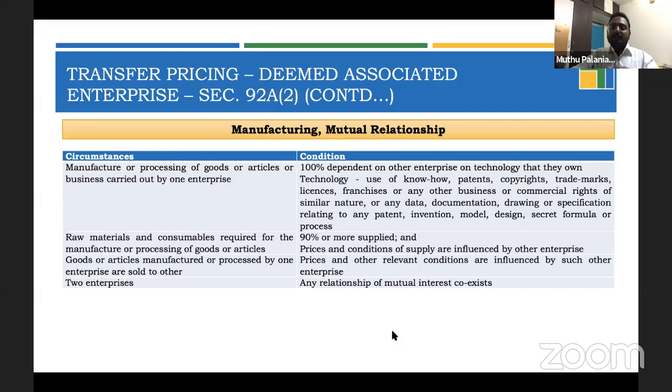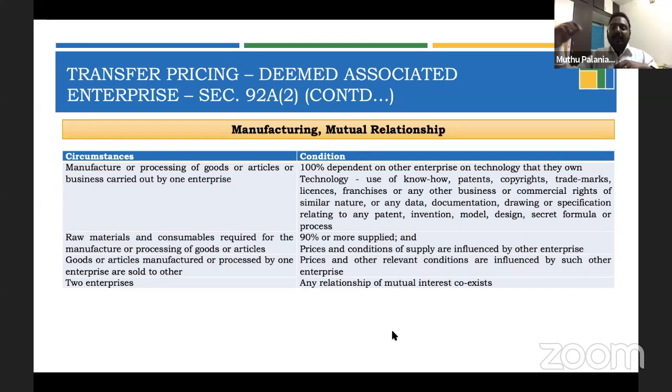When you say raw materials and consumables, when you're purchasing at least 90% from the same entity, there's a chance that the price and conditions of such purchase transactions are influenced by the other person. If a particular entity, for example a franchisee outlet, is purchasing soft drinks only from one particular company and is not purchasing from anyone else, then there's a possibility that price and conditions are being set between them. So these entities could also be called associated enterprises.